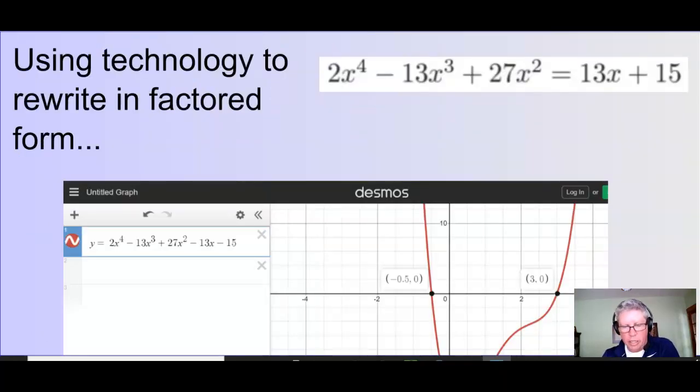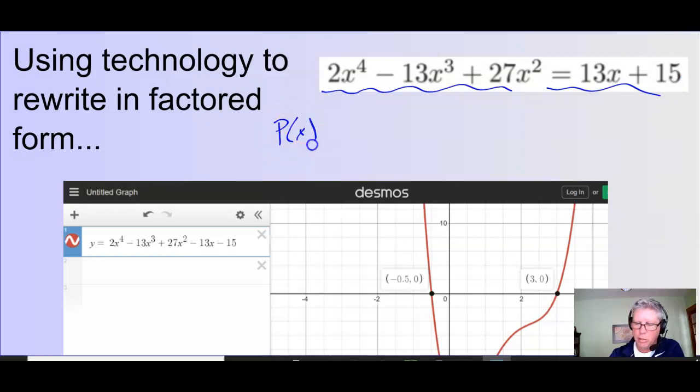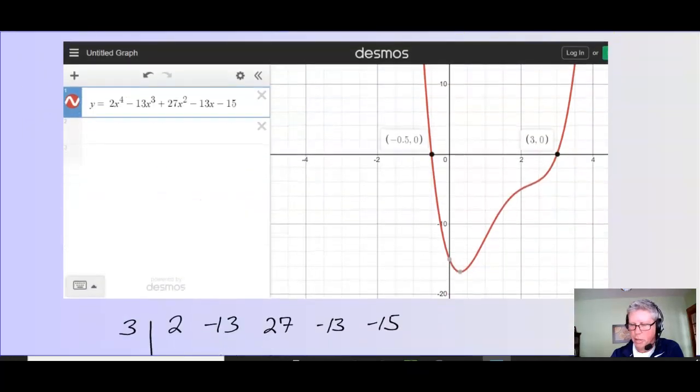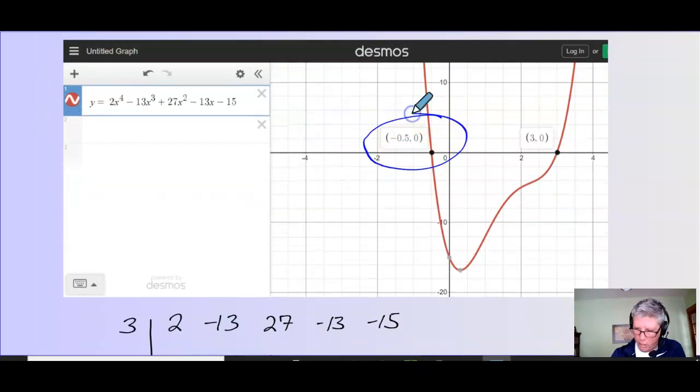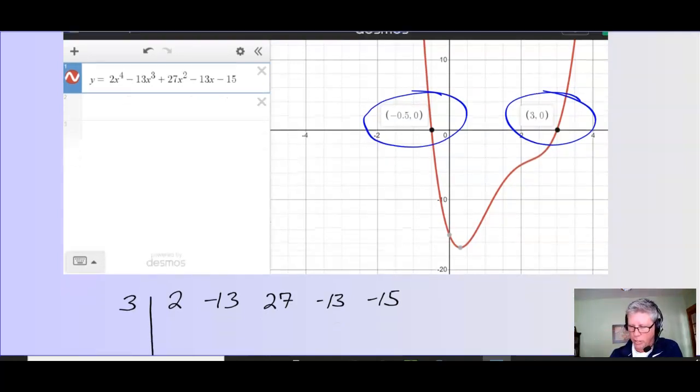All right, so using technology to rewrite in factored form. Sometimes they don't give you the clue, so you're going to have to just plug this stuff into the equation. When you're given something kind of messy like this, just rewrite it as all on one side and equal to 0. So I'd say that my polynomial is equal to 2x to the fourth minus 13x cubed plus 27x squared minus 13x minus 15. All right, as you can see, I have plugged this in, and I have found using technology that it crosses at -1/2 and 3. What if those are decimals? Well, I got an example of that for you later.